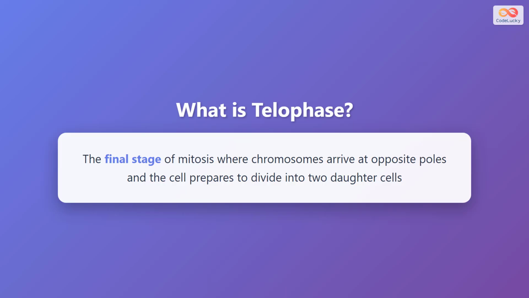So what exactly is telophase? Telophase is the final stage of mitosis where chromosomes arrive at opposite poles of the cell, and the cell prepares to divide into two daughter cells. Think of it as the reverse of prophase, the first stage of mitosis. During telophase, the cell begins to restore the normal interphase condition, setting up two complete nuclei that will eventually belong to two separate cells.